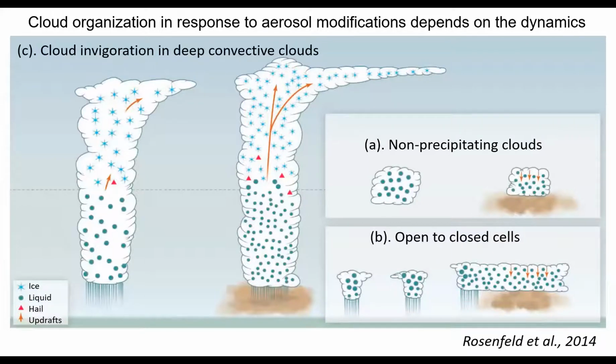So here I am showing some examples. If you take a non-precipitating cumulus cloud over land, this is a normal cloud. When it is introduced to more pollution, what actually happens is that a larger number of small droplets will be formed in the cloud. Because these small droplets are formed, cloud lifetime will increase, as I told you before.